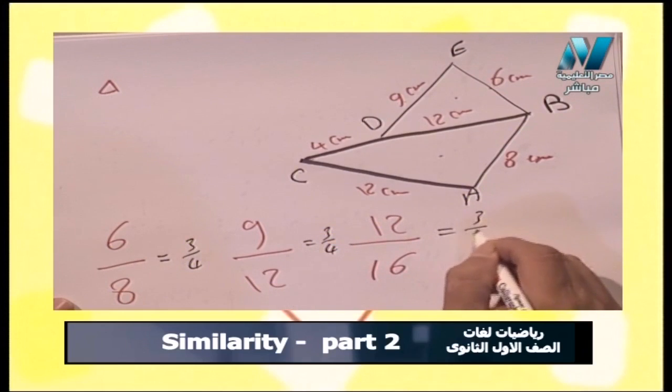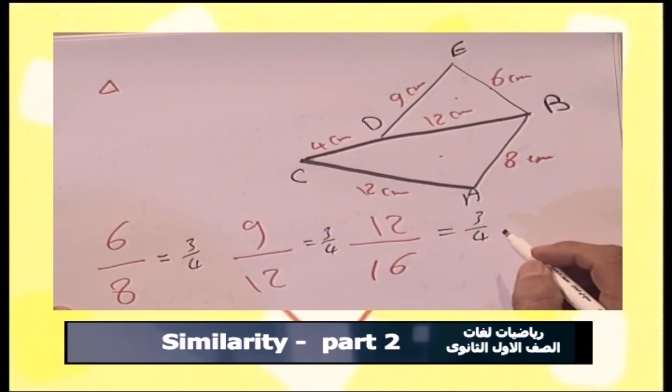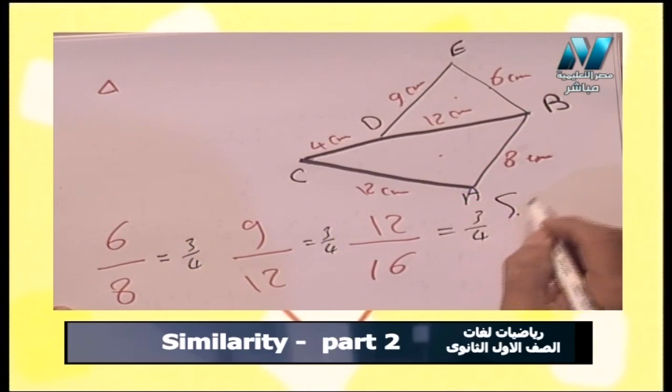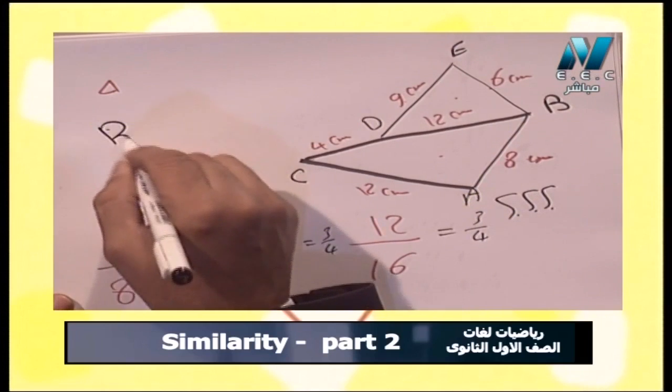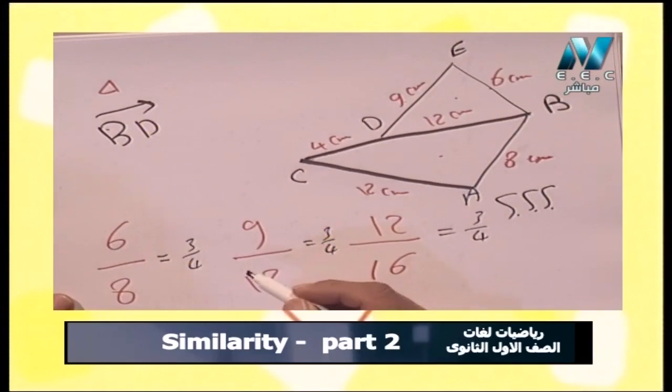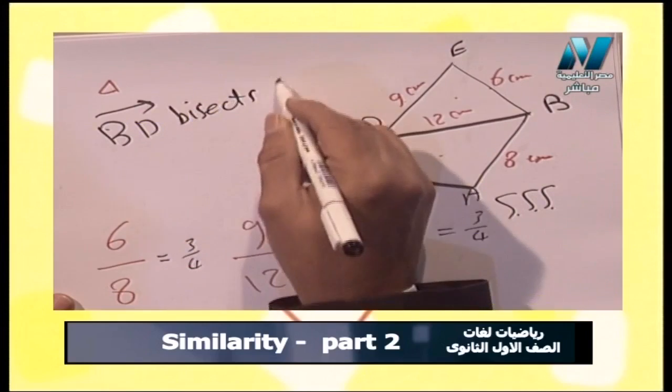All of them equal 3 over 4. So the sides are proportional. In this case we called it S similarity, which means side similarity, and we proved now that the two triangles are similar. And he wants us to prove that the ray BD here bisects the angle B.